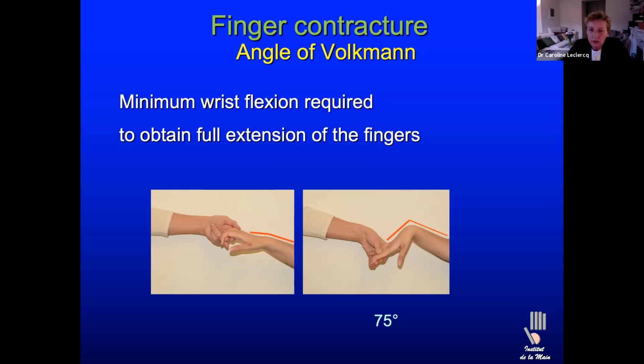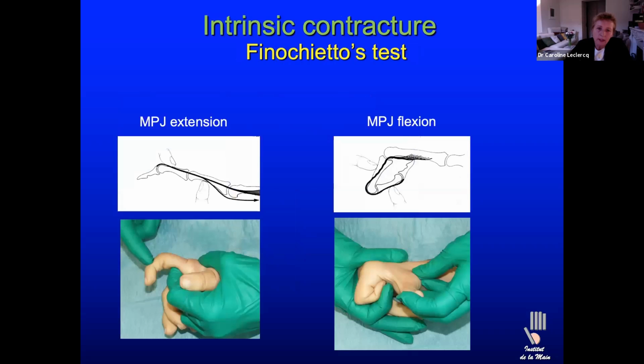Finger contracture now we can evaluate through the well-known angle of Volkmann. So this is a minimum wrist flexion which is required to obtain full extension of the fingers. You see here it's been measured at 75 degrees, so it's a pretty nice evaluation.